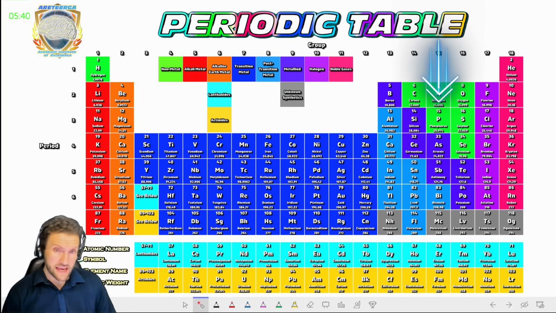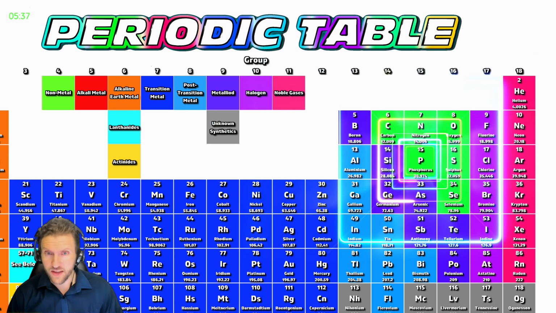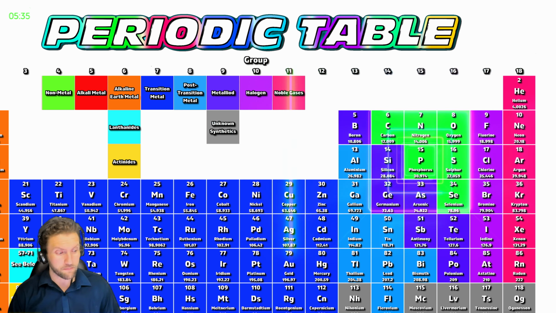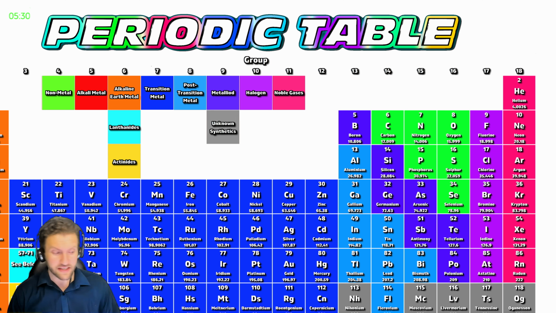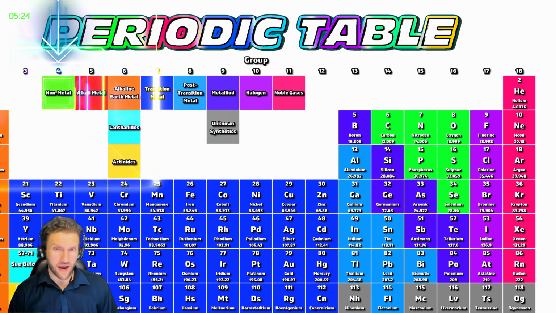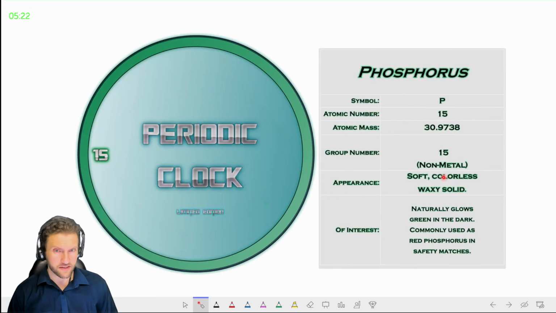We're up to P for this one. Okay, next one there, phosphorus. Take note of the letter. Symbol is P. In this particular one, it's atomic number 15. The mass is 30.9738. It's group number 15. Also a non-metal, very similar to some of the others that we've had.